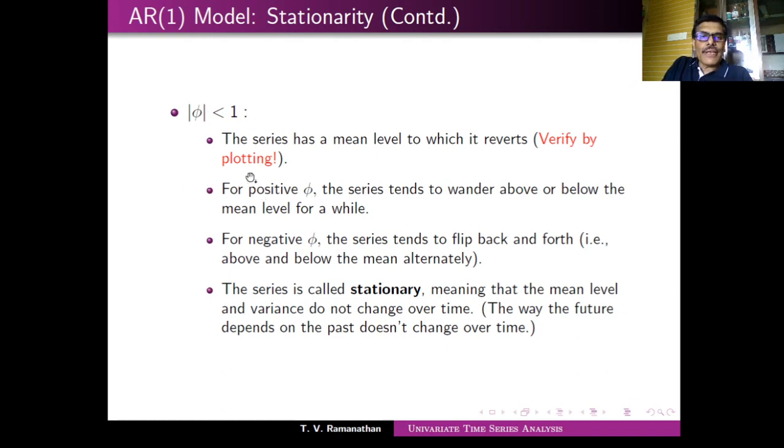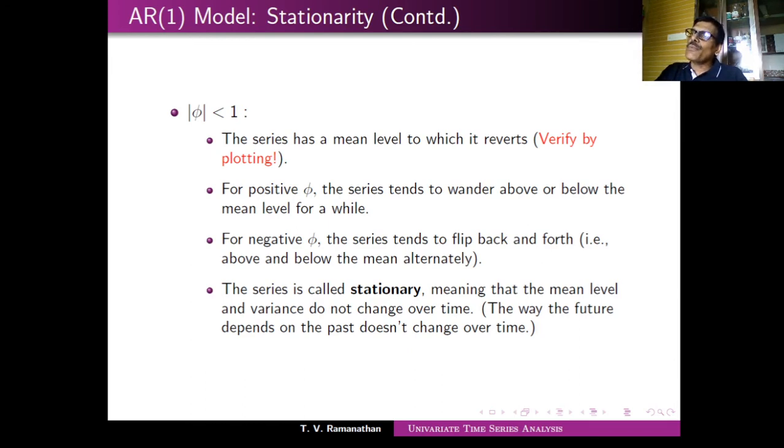So when absolute of phi is less than 1, the series has a mean level to which it reverts back. We have seen the AR1 plots. So you can see that when absolute of phi is less than 1, it comes back, or mean reversion happens. For a positive phi, the series tends to wander around above or below the mean level for a while. For a negative phi, it actually crosses both sides. The series tends to flip back and forth, that is, above and below the mean. So it's like positive autocorrelation, negative autocorrelation, because phi is the one-step autocorrelation.